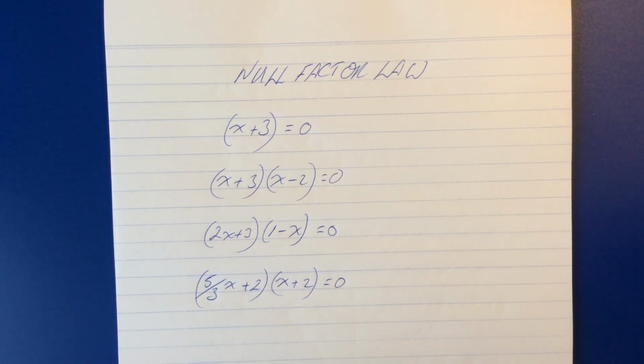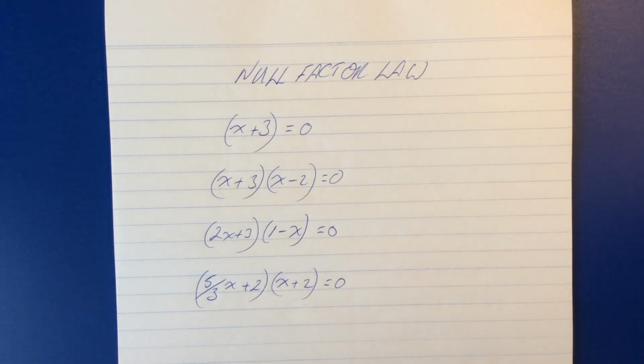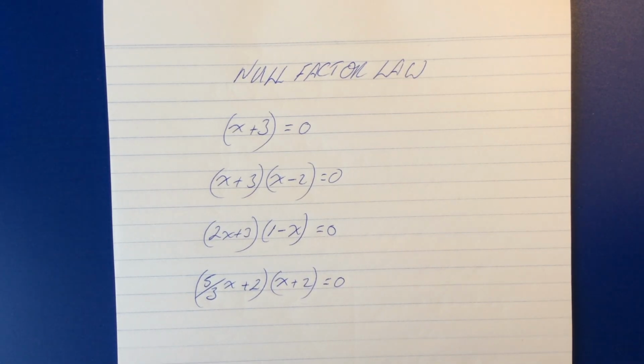Today I thought we'd talk about null factor law. You hear a lot about this when you're starting out dealing with quadratics. Eventually it just becomes second nature, you don't even think about it. You also hear it in relation to higher orders of polynomials, so you'll hear it with cubics and quartics and so forth, and it's the way in which you find the x-intercepts of such functions. But what exactly is it?